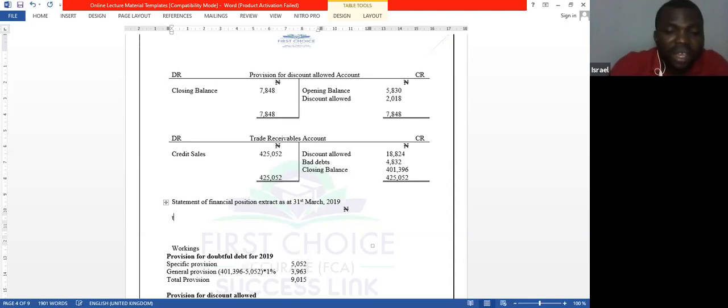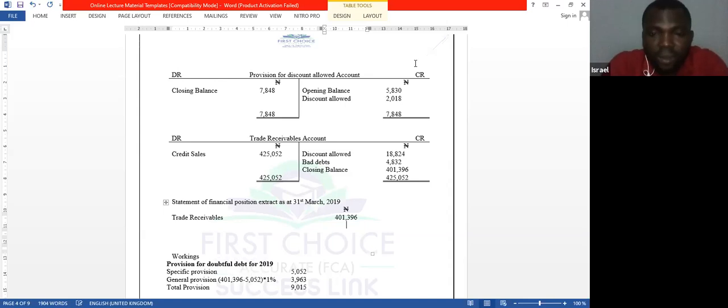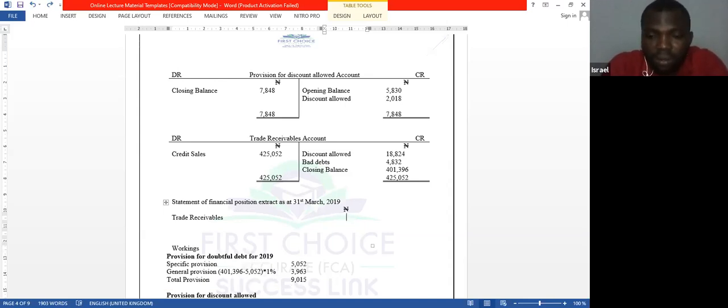So what I'm going to have here is our trade receivables, and that will be what? We are going to put down the closing balance because this is an extract. It means that this is the way it's going to look, what I'm going to post to your financial position. So we have our closing balance, which is 401,396. Okay. Now the next thing we have to do is put the provision for doubtful debt, or allowance for doubtful debt.